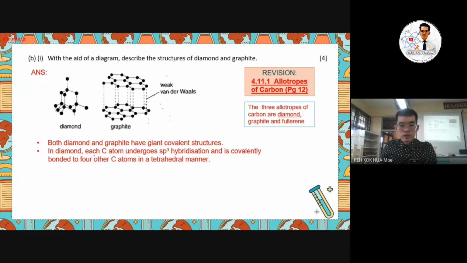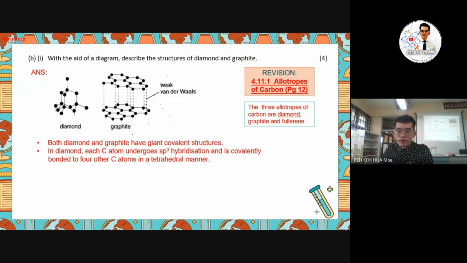So in diamond, each carbon undergoes sp3 hybridization and is covalently bonded to 4 other carbons in a tetrahedral manner. So that means for diamond, there is no extra delocalized electron for conduction. So diamond is actually a non-conductor.